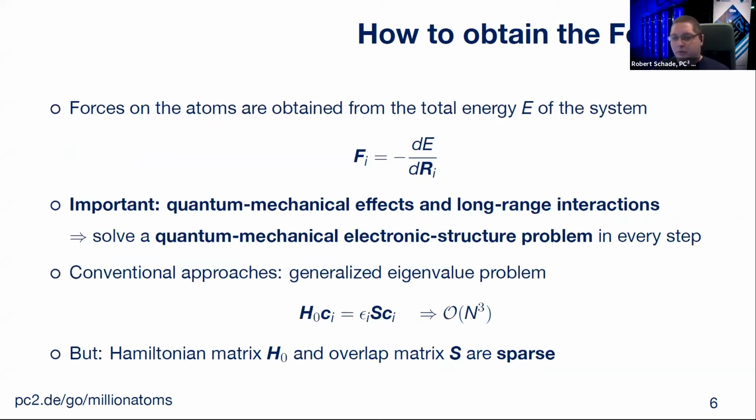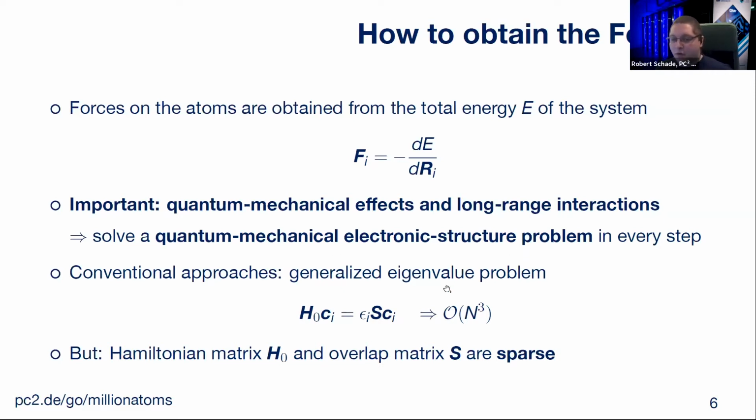One way to model this energy is to model it with an electronic structure theory method. That means to explicitly include the quantum mechanical nature of the electrons. That implies that we actually have to solve a quantum mechanical electronic structure problem in every step.